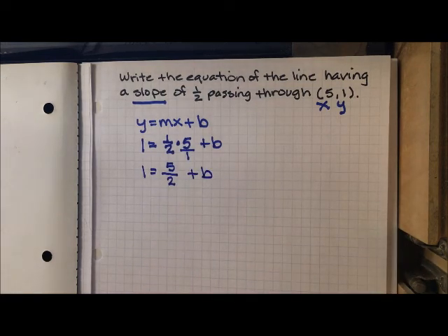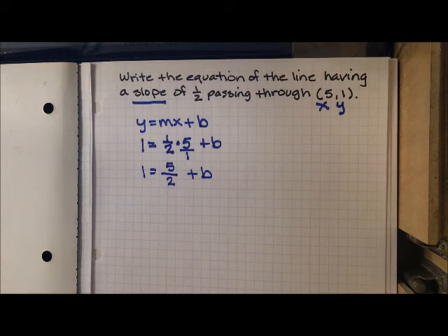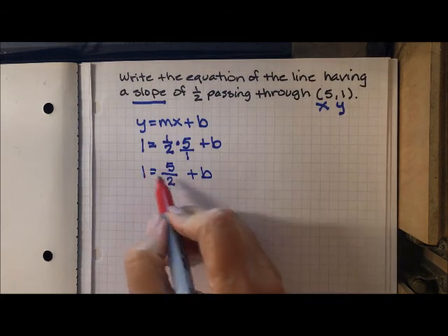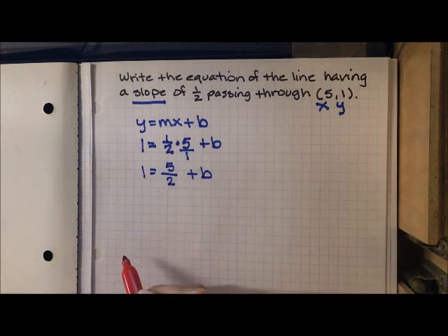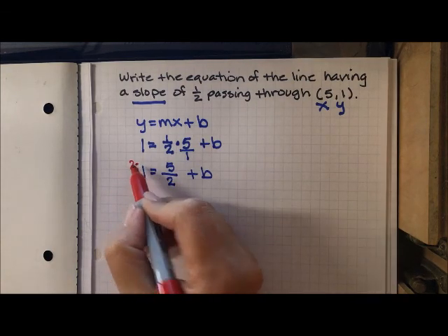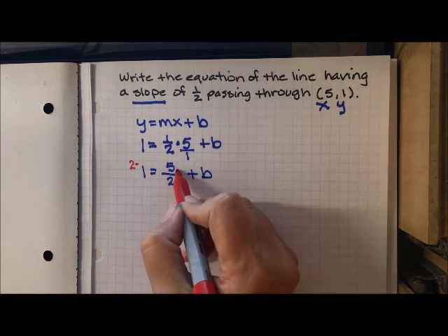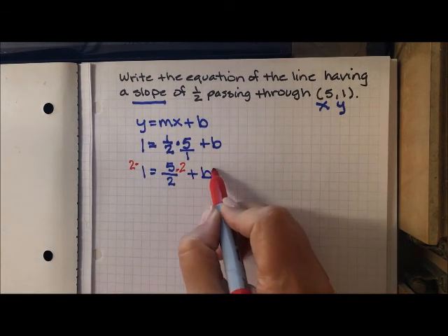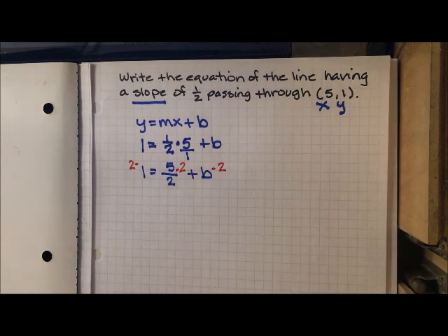Well, I don't know about you, but I don't like having to add and subtract fractions. So we're going to try a different route to solve this problem. It does take one extra step, but it makes it easier in the long run. What I'm going to do is multiply everything in the equation by that denominator. So I'm going to multiply everything by this 2 right here. I'm going to go 2 times the 1, 2 times the 5/2, and 2 times b.